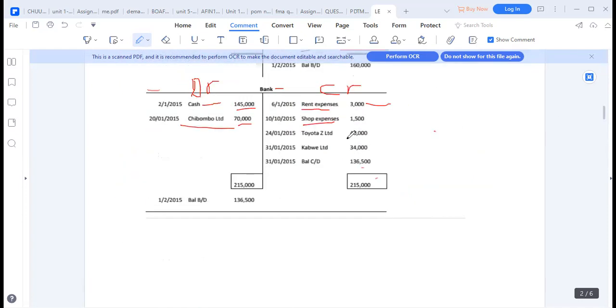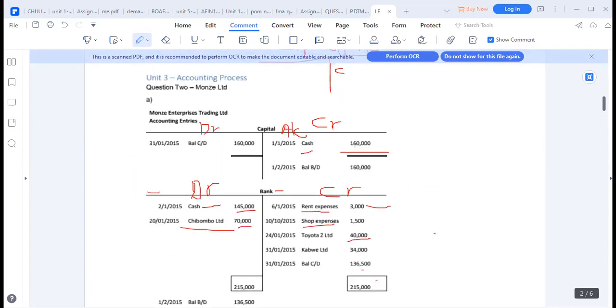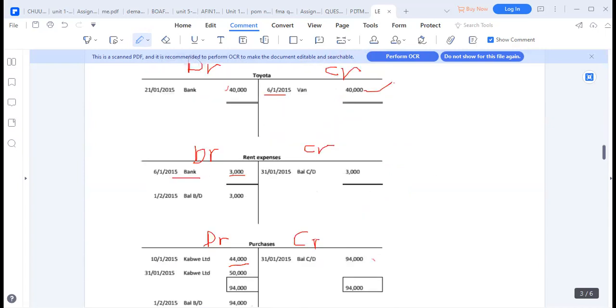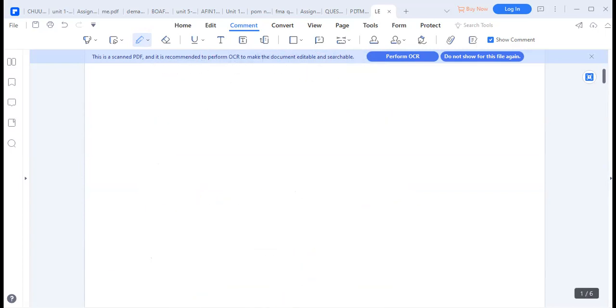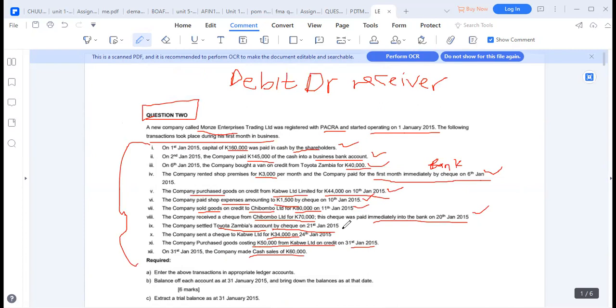to Toyota Zambia 40,000. So when we go to Toyota Zambia's account, it should have a debit because it received 40,000, meaning that we were not owing them anything at this time because we cleared that amount of 40,000. Then we come back. So here we have done that.